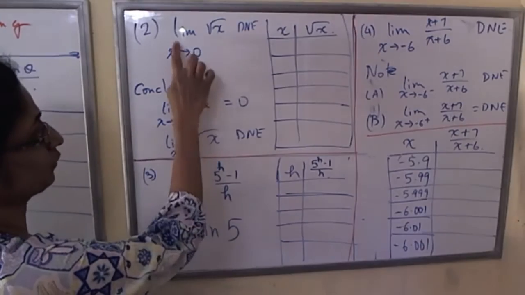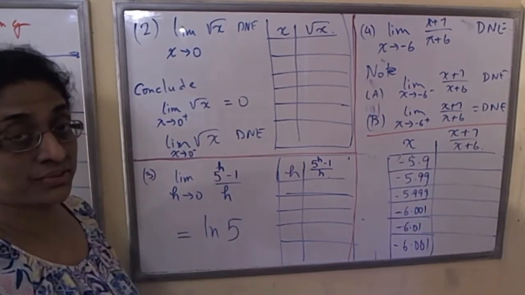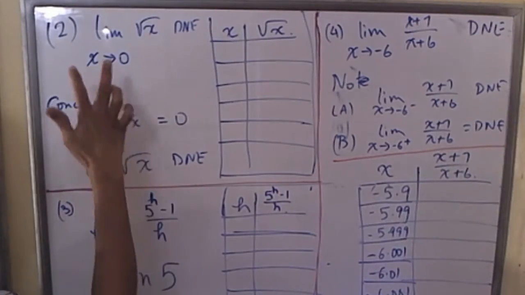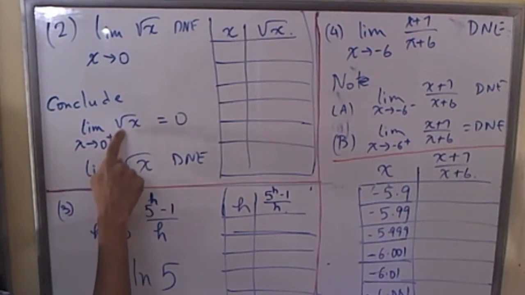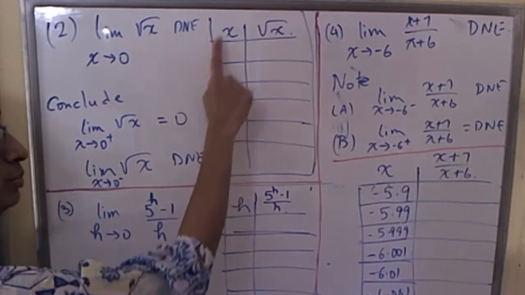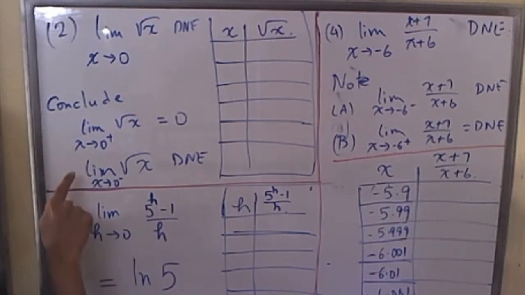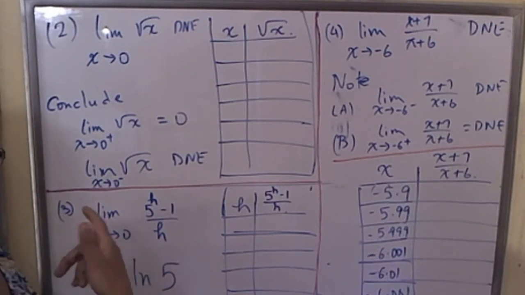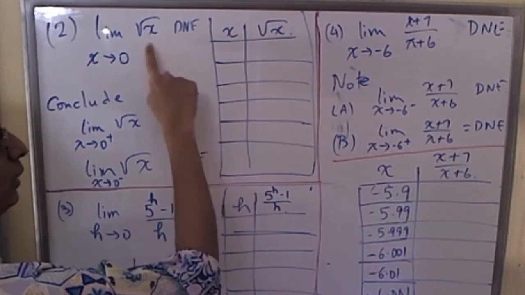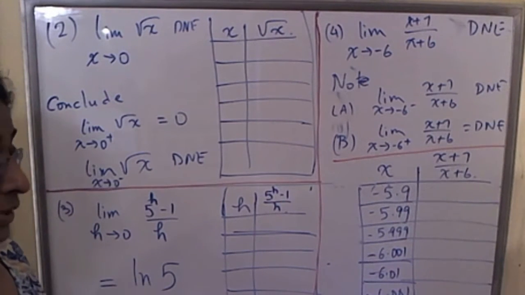Here I have limit of square root of x as x approaches 0. It does not exist. Construct your table of values, and this limit does not exist. This is so because you will see that the limit of square root of x as x approaches 0 from the right hand side is 0. Once you complete your table of values, you should be able to see that very easily. And limit of square root of x as x approaches 0 from the left hand side, it does not exist. You'll quickly see that square root function is not defined when the input values are negative numbers.